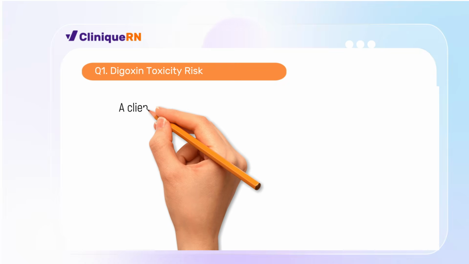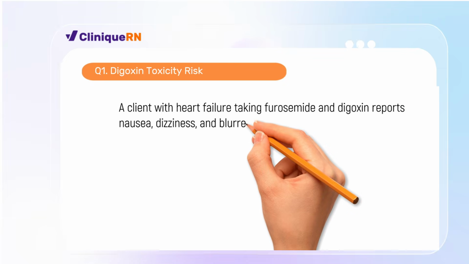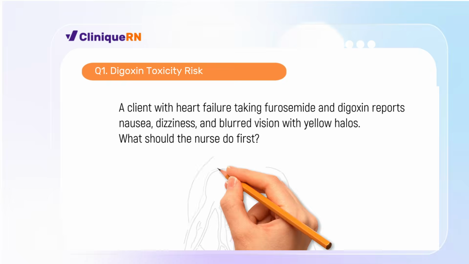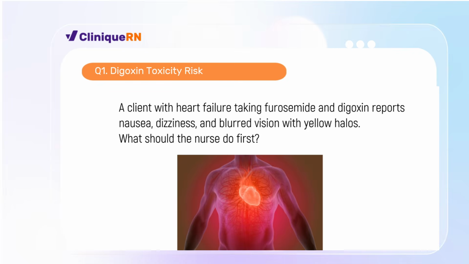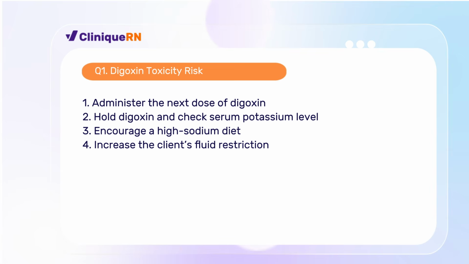Question 1. Digoxin toxicity risk. A client with heart failure taking furosemide and digoxin reports nausea, dizziness, and blurred vision with yellow halos. What should the nurse do first? 1. Administer the next dose of digoxin. 2. Hold digoxin and check serum potassium level. 3. Encourage a high-sodium diet. 4. Increase the client's fluid restriction.